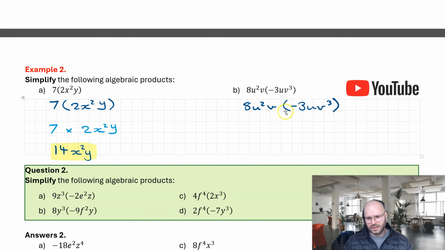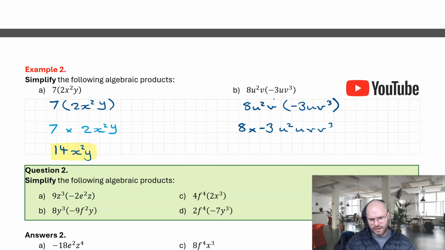8u squared v in brackets minus 3uv cubed. What we want to do is write this in its simplest form possible. Now we could do the intermediate step of changing the brackets to a multiplication, but it's practical to work natively with the brackets over here. So simplifying this out, I'm going to identify my coefficients on all my products. I have an 8 and I have a minus 3. So I go 8 minus 3. Next I list my variables in alphabetical order. I have u squared, v cubed.